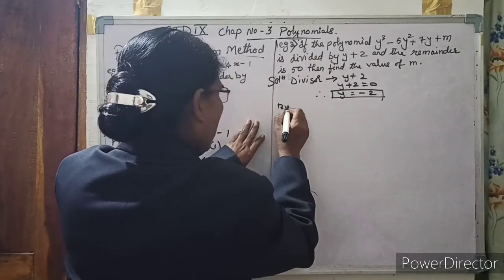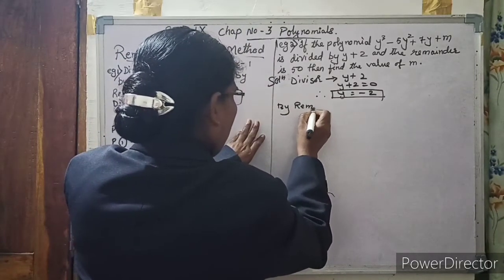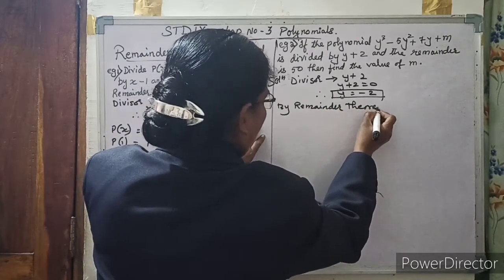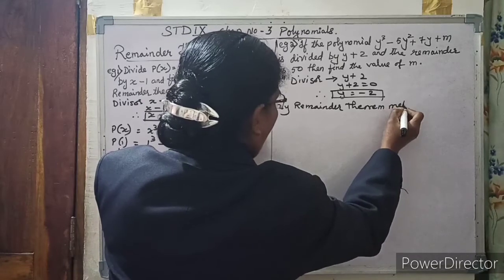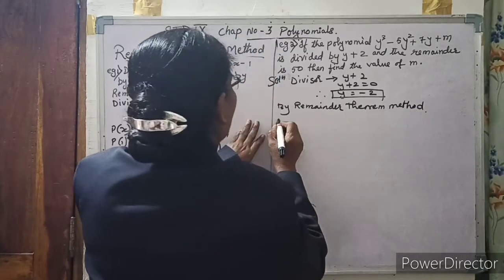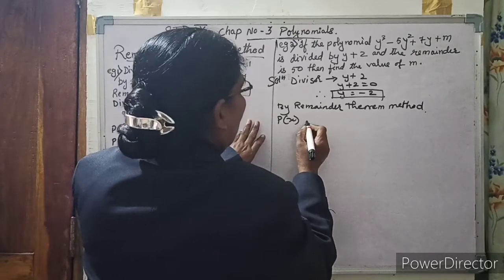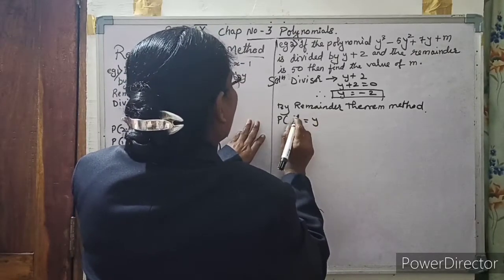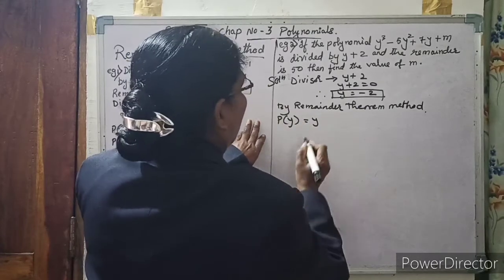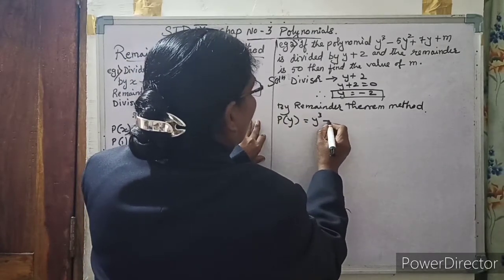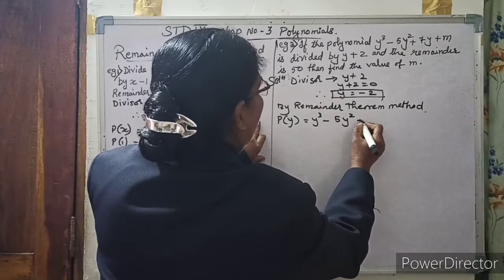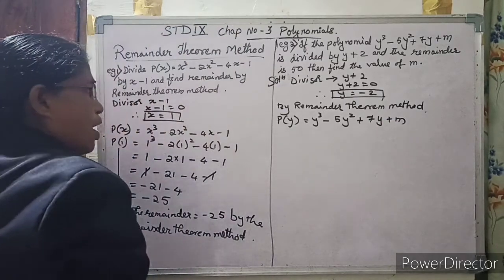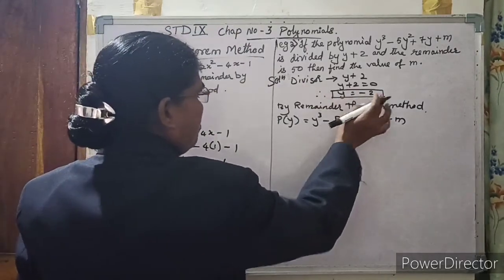So by the remainder theorem method, we will take the polynomial. When the y variable is given, I have to write polynomial p(y) equal to y cube minus 5y square plus 7y plus m. Now the y value I have found out from the divisor as minus 2.